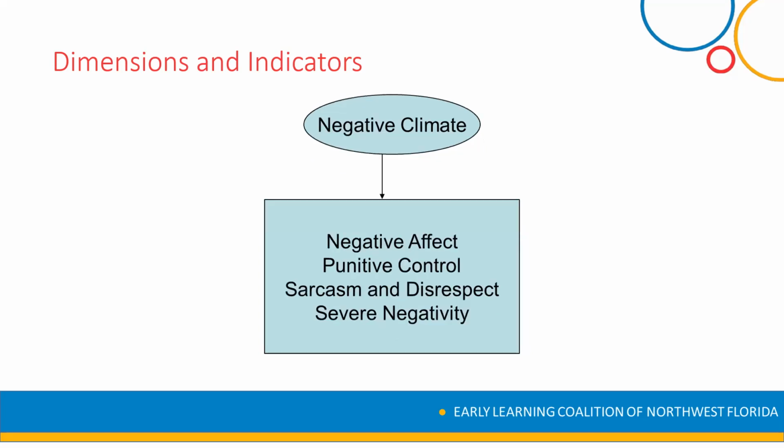I'm not going to say much about negative climate. Again, you see it's negative affect, punitive control, sarcasm and disrespect, and severe negativity. Again, change your negative statements to positive. Take your don'ts and your stops and make them positive statements. Negative affect means you look like you don't want to be there. You're mad. You've got this frown on your face like you don't even want to be there.